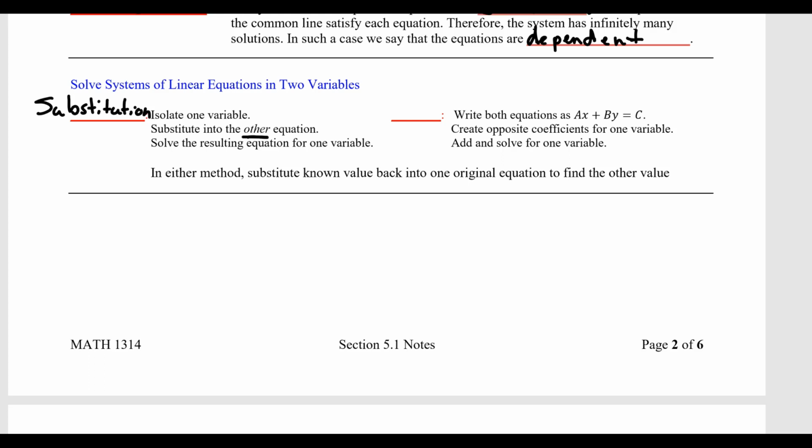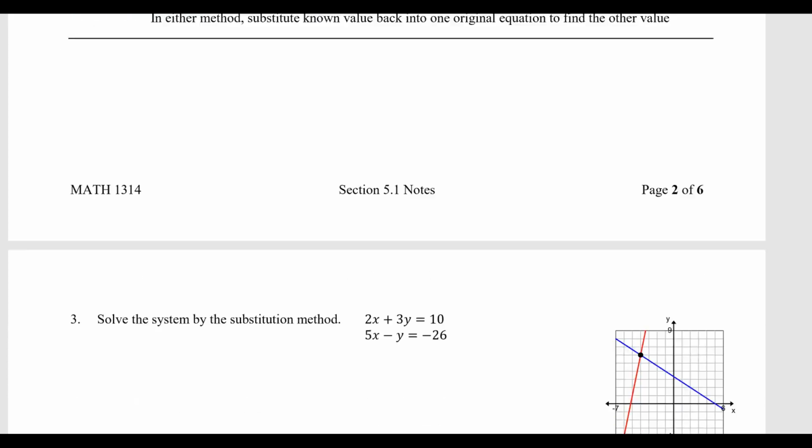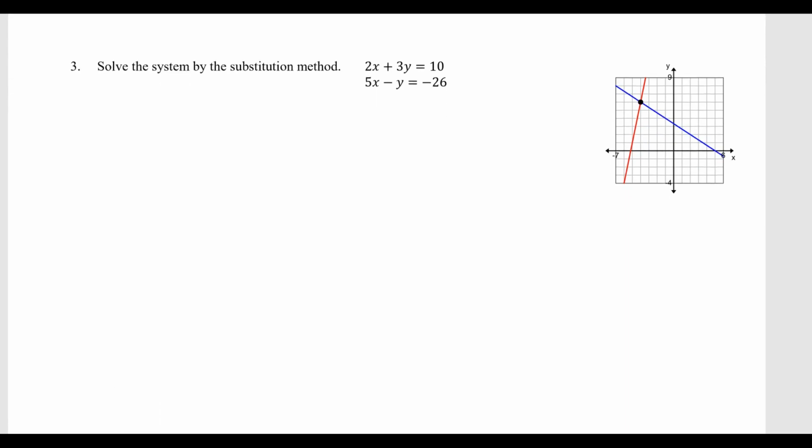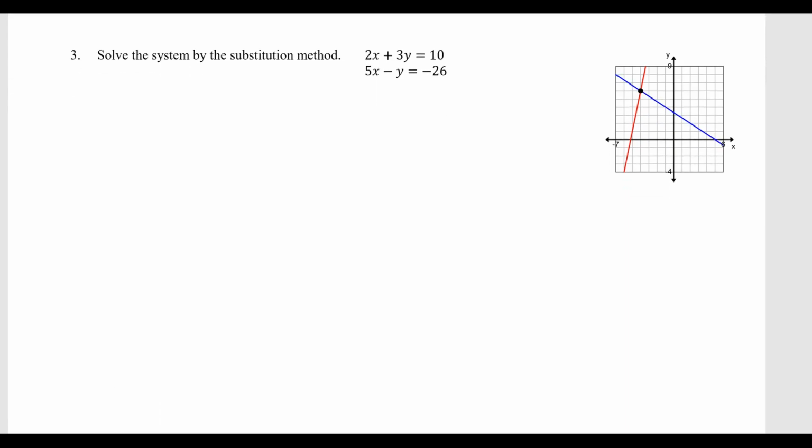Either method, we substitute the value that we found here back into the original equation. So let's look at an example of substitution. So we have these two equations, 2x minus 3y is equal to 10, 5x minus y is equal to negative 26. You can see their graph over here, and so we're going to be looking to see if we get the exact same thing.